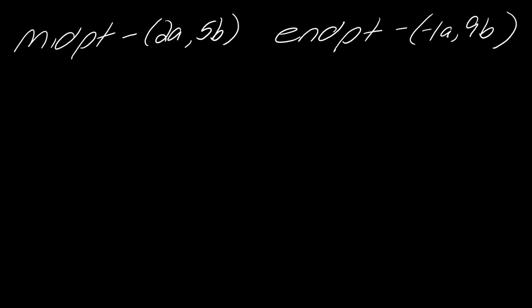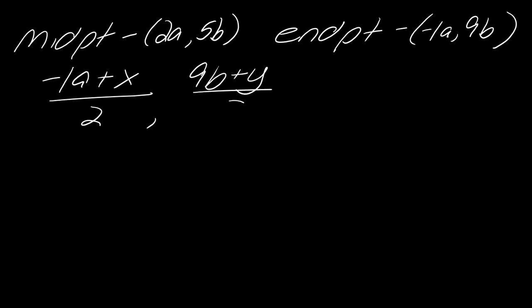Okay, so I'm going to start this one. I have -1a, so I'm going to set it up exactly like the other ones. -1a plus x divided by 2, and 9b plus y divided by 2. This is going to equal the midpoint 2a.